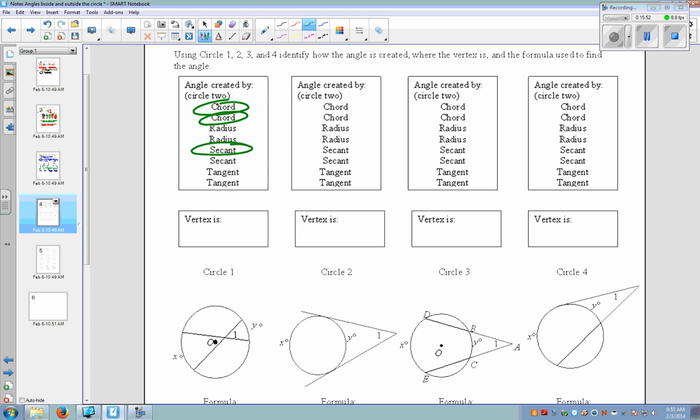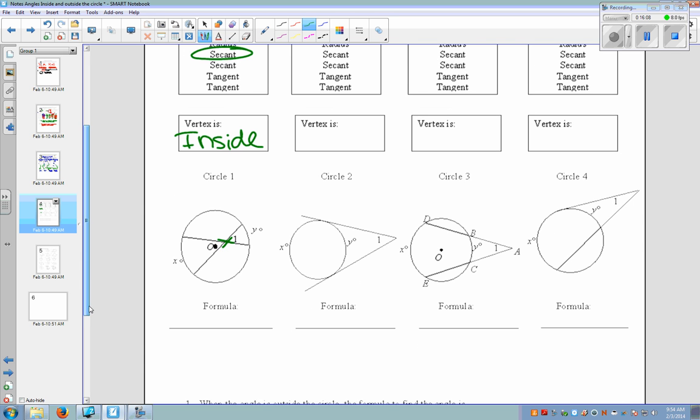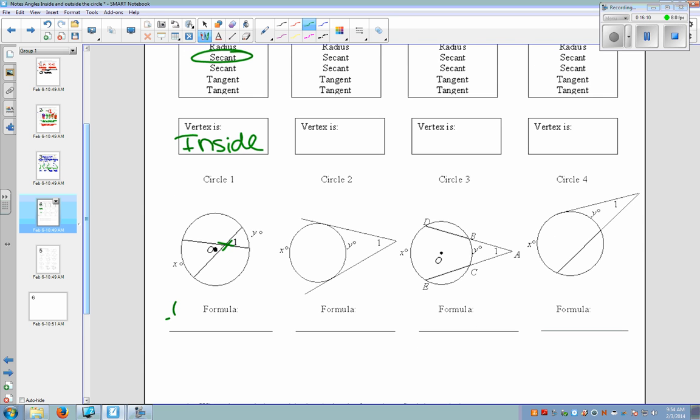The vertex, where is it? Is it on the circle, on the center? Where is it? Inside or outside, I mean. It's inside. They cross each other and form angles inside. So what do we say the formula is for an inside one? We said it is 1/2. In this case, let's use the letters we're given. So it's 1/2 the big arc plus, because it makes our plus sign, the smaller arc. So it's 1/2 times x plus y, or you could say x plus y divided by 2. Same thing.